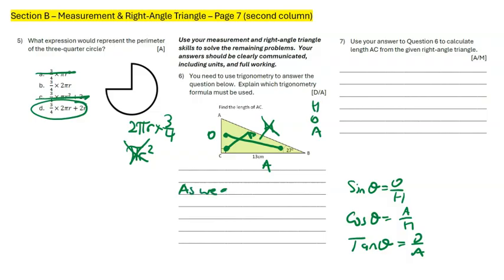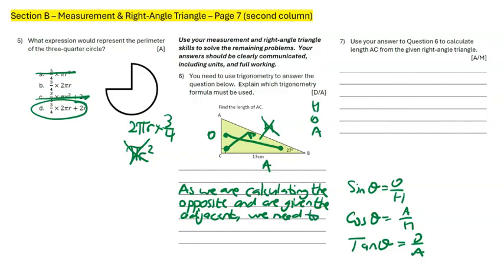As we are calculating the opposite and are given the adjacent, we need to use the tan angle equals O over A formula.